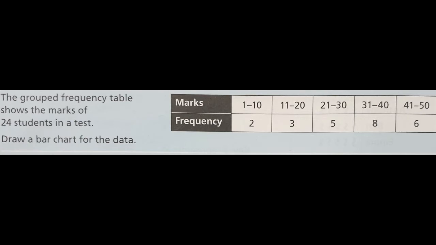The next representation is the bar chart. A bar chart consists of a series of bars or blocks of the same width drawn either vertically or horizontally. The second question: the grouped frequency table shows the marks of 24 students in a test. Draw a bar chart for the data. Now the marks are given from 1 to 10, 11 to 20, 21 to 30, 31 to 40 and 41 to 50. The frequencies of the students who have scored those marks are given.